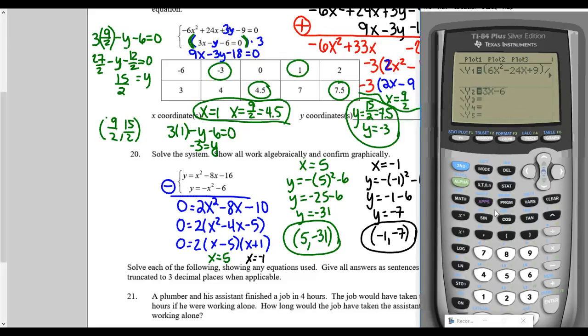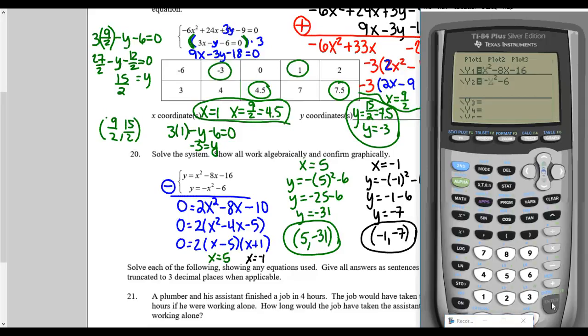So I go back to my y equals, clear these guys out. I have x squared minus 8x minus 16. And then my second equation was negative x squared minus 6. Oops, I missed my negative over there. Hold on. Insert that little negative down there. Oh, there it goes.